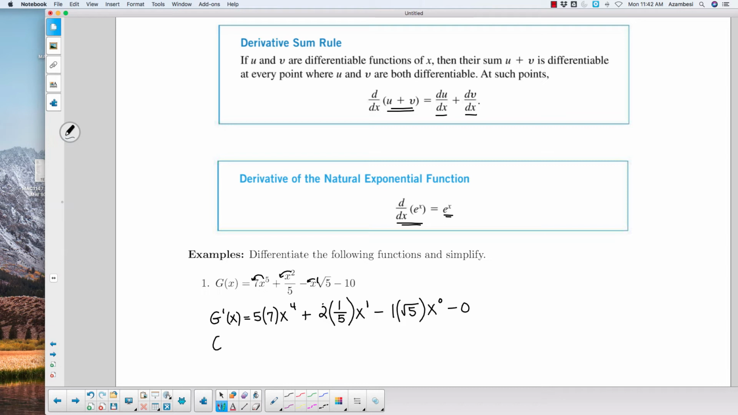So simplifying, g prime of x is equal to 5 times 7 gives me 35 x to the 4th plus 2/5, or 2x over 5, 2/5 x, minus the square root of 5, because x to the 0 power is 1, and plus 0, we can just leave it off.